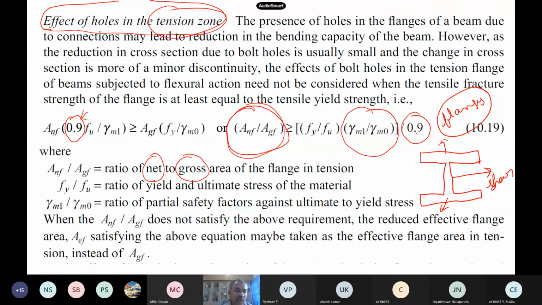So if it is greater than this, you can ignore the holes, and your bending capacity will not be reduced. But if this criterion doesn't get satisfied, then you may have to decrease the area of the flange, or consider the effective flange, or your section modulus. You have to do some corrections. But generally this criterion will always be met in practice. This is only just a check actually.